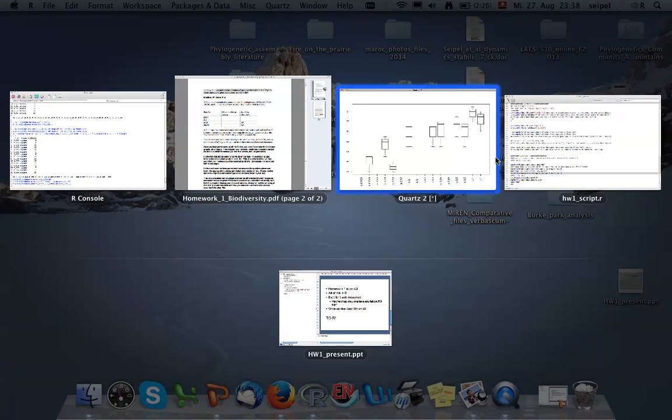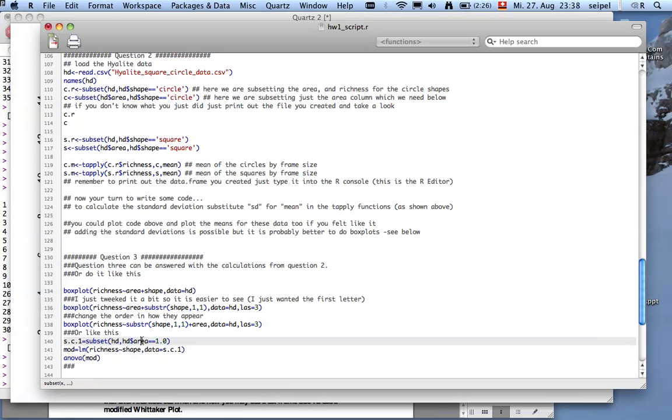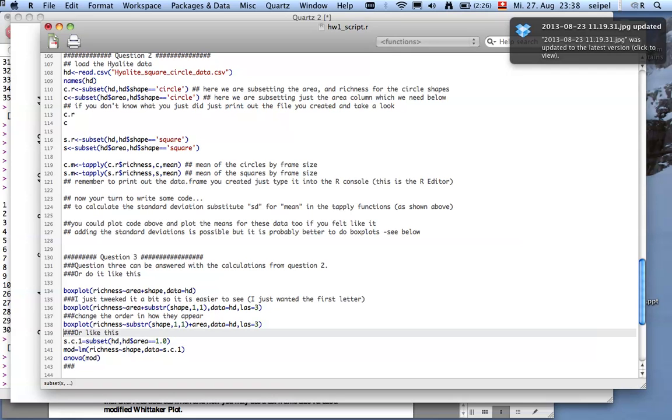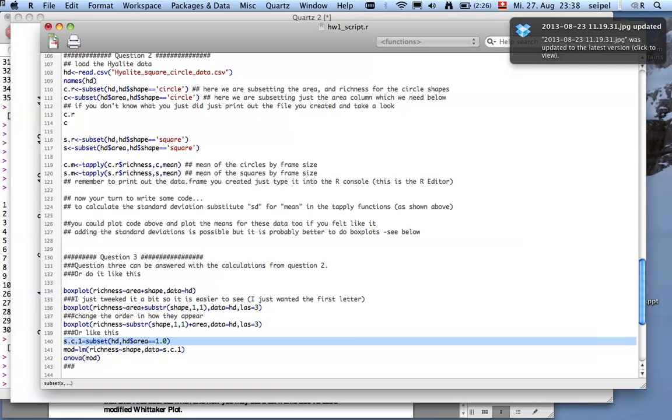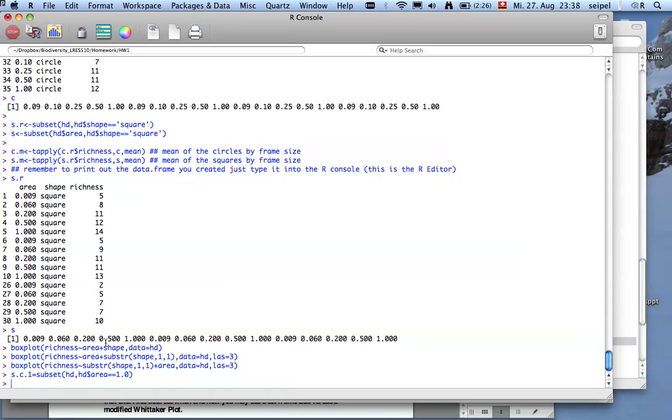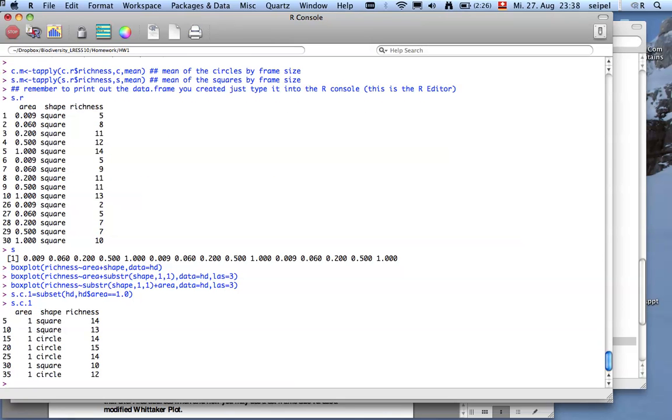Alternatively, we can do it like this. We would like to just subset the circles and squares data where the area equals 1 based on this highlighted command line. So I got no error, and I'm just going to type into the main console s.c.1, and you can see there it is. There's our circle and square data.